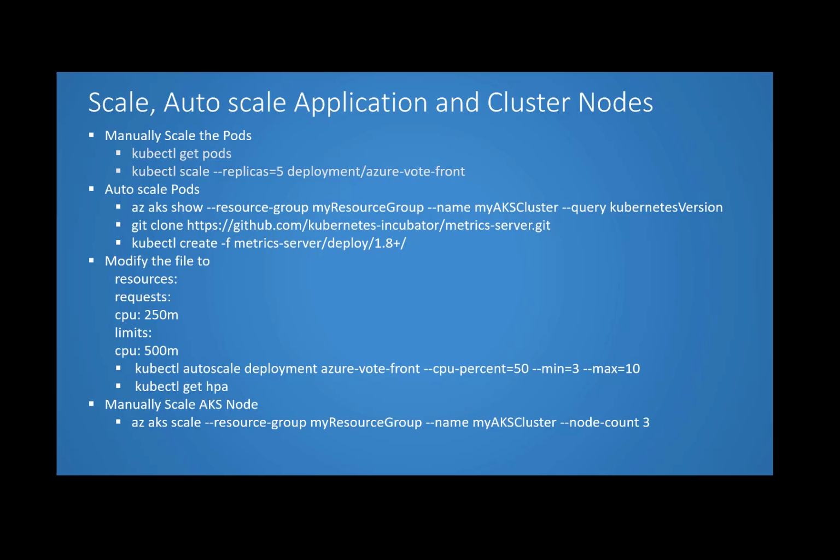And we will see two portions here. We'll first manually scale it, then we'll auto scale it, and then we will also scale the AKS node. So we will add replicas here for the pods. Then we will add the number of nodes that we talked about. Remember, when we created the cluster earlier, we just created a single node cluster. Now we are going to add two more nodes, so we'll have 3 nodes here.